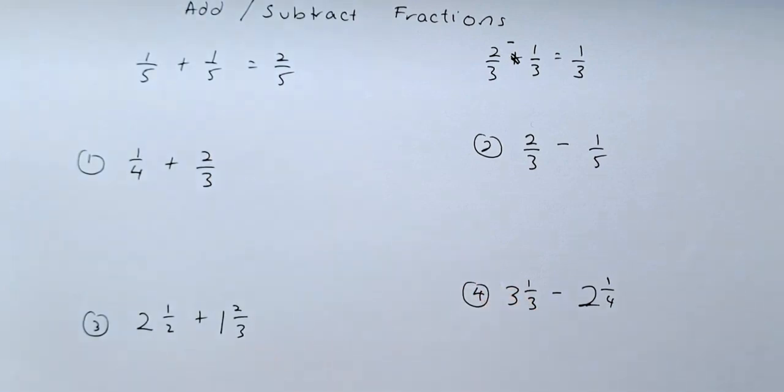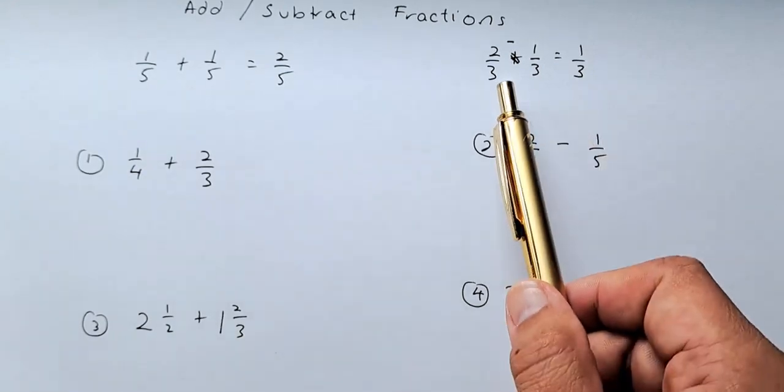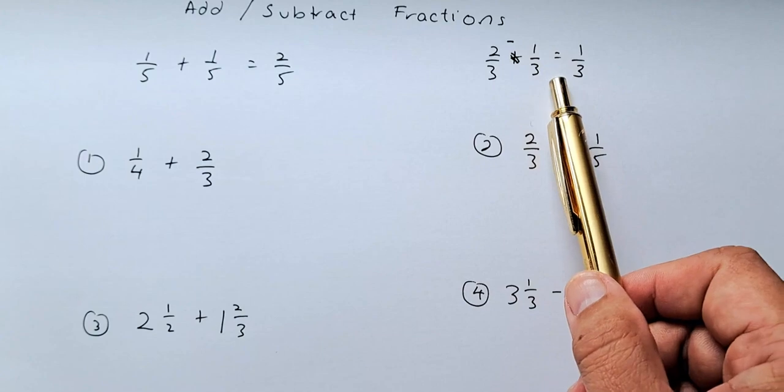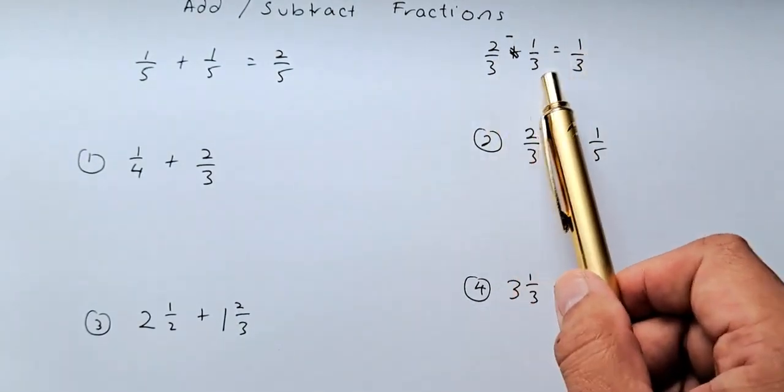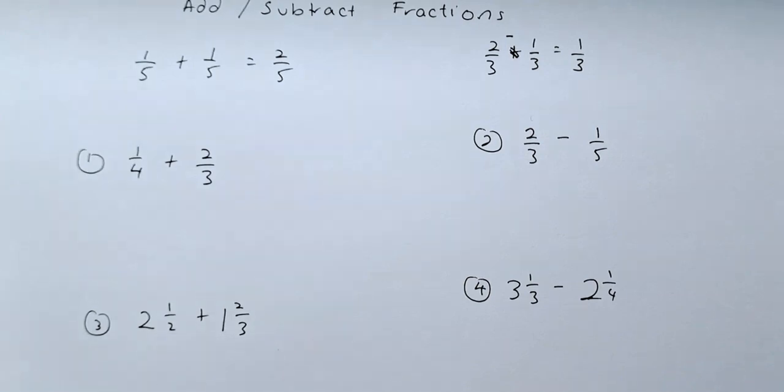On the other hand, if the denominators are different, then we have to make them into the same denominator. Similarly, when you subtract 2/3 minus 1/3, the answer is going to be 1/3. Just 2 minus 1 is 1, and the denominator remains the same. So now we shall look at, for example, 2 on adding and 2 on subtracting.